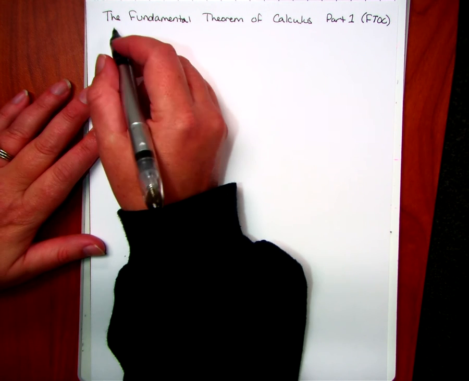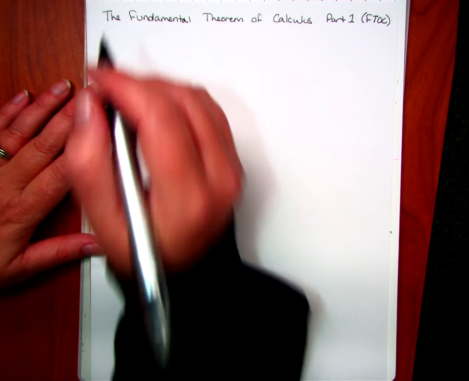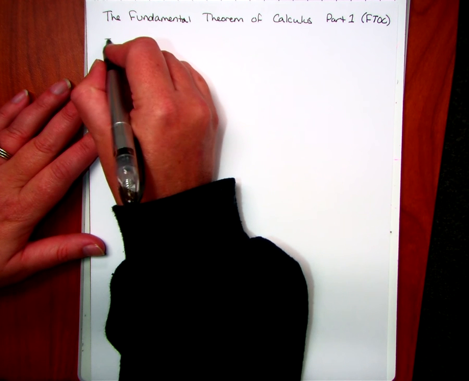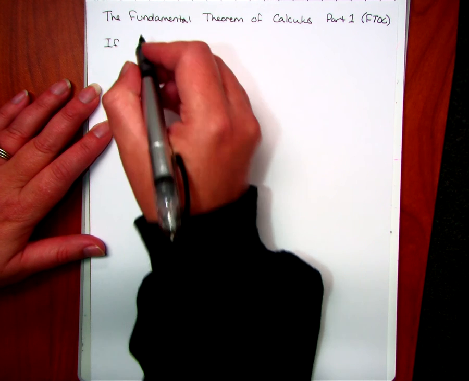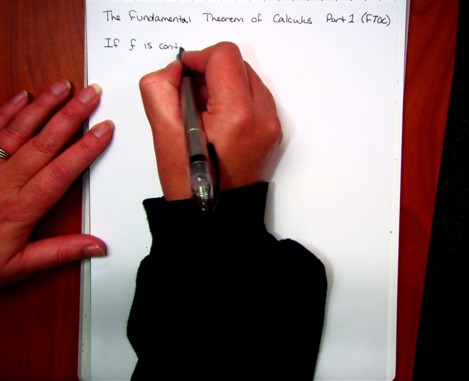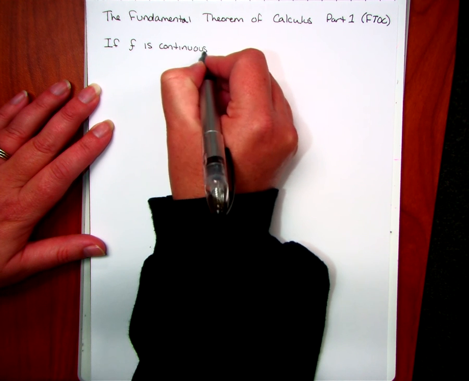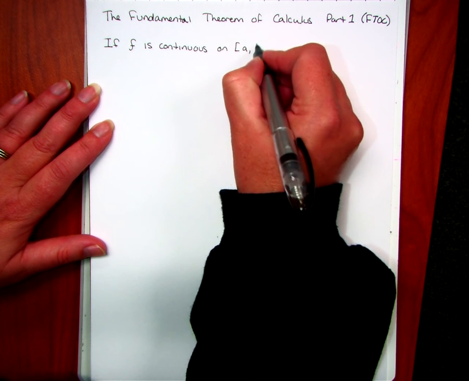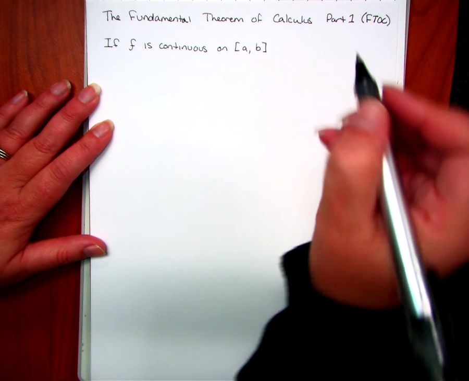I'm going to give you the whole definition here, and it's going to seem confusing, but just know in 5.2 we're really going to dive into this. So we have to have a continuous function.